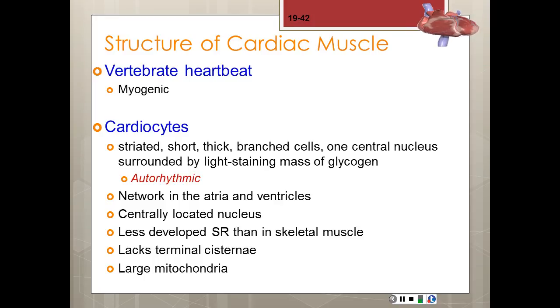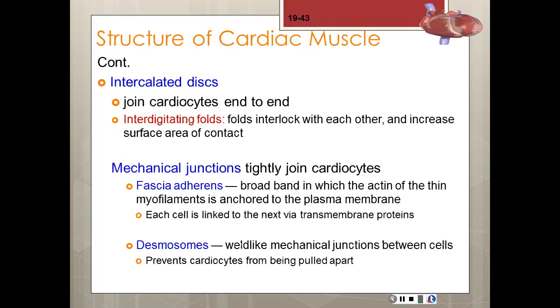But the T tubules admit calcium ions to activate muscle contraction. And then our cardiocytes have especially large mitochondria. The cardiocytes are joined end to end by thick connections called intercalated discs, which are complex step-like structures with three distinctive features compared to skeletal muscle.